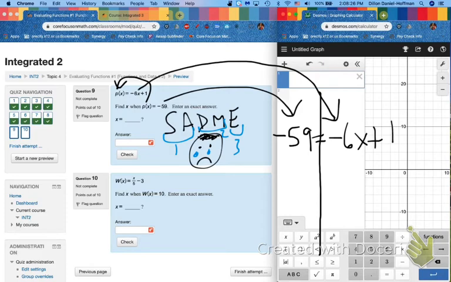So step 1 is subtraction and addition. So I can do the opposite of what's happening in my equation. I look for adding and subtracting. In this case, I have adding. And I think about what's the opposite of plusing 1?